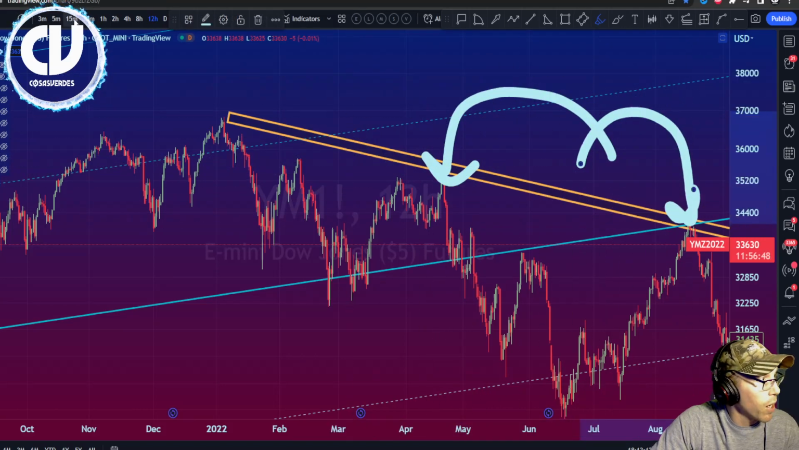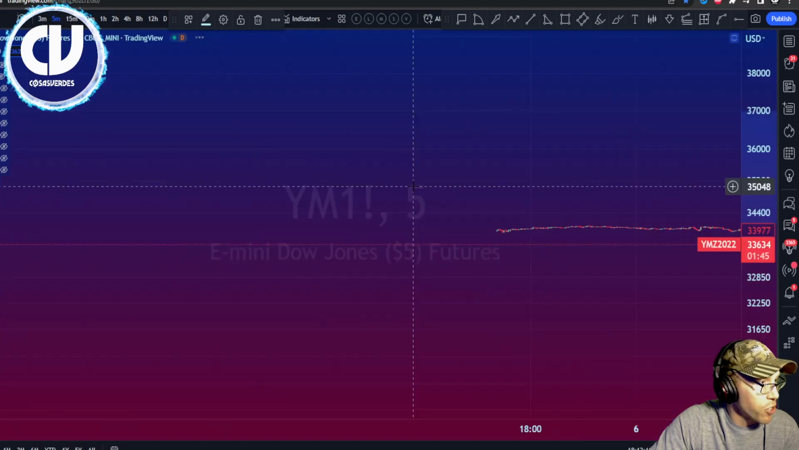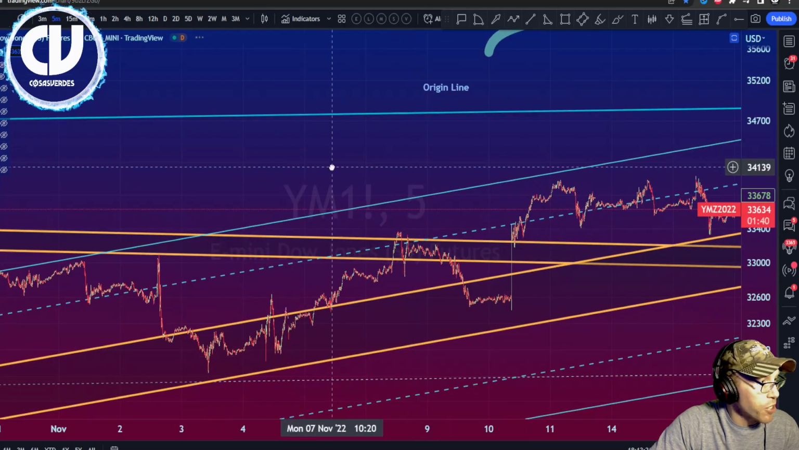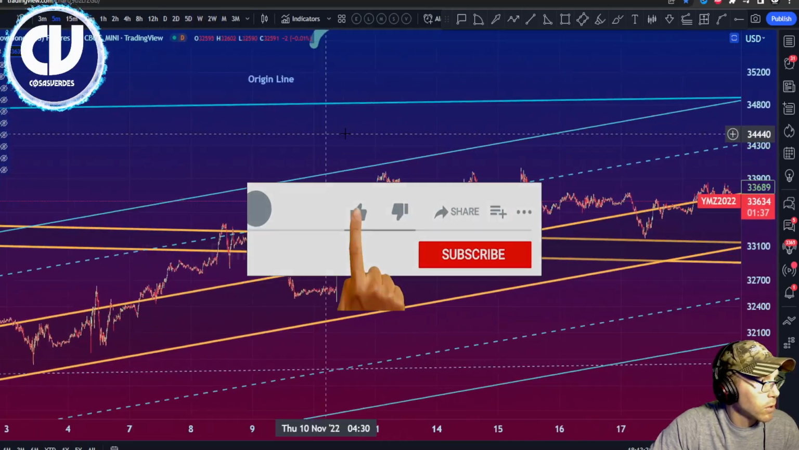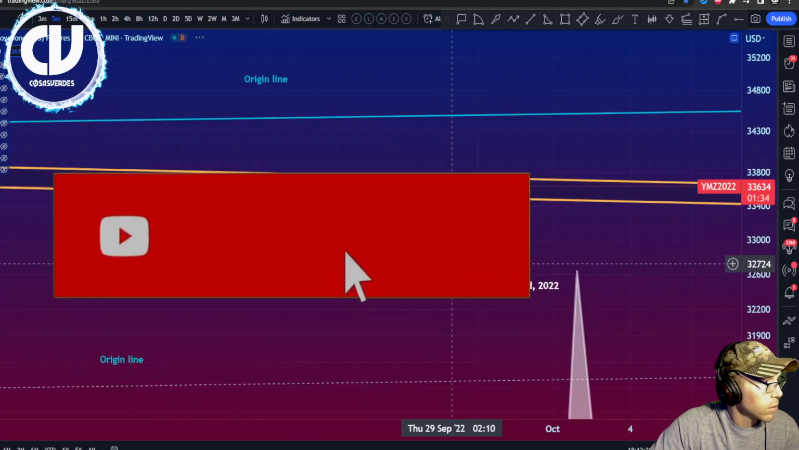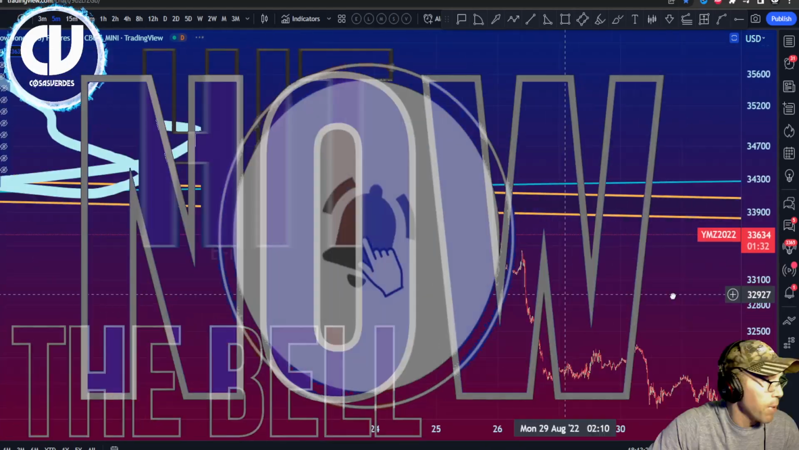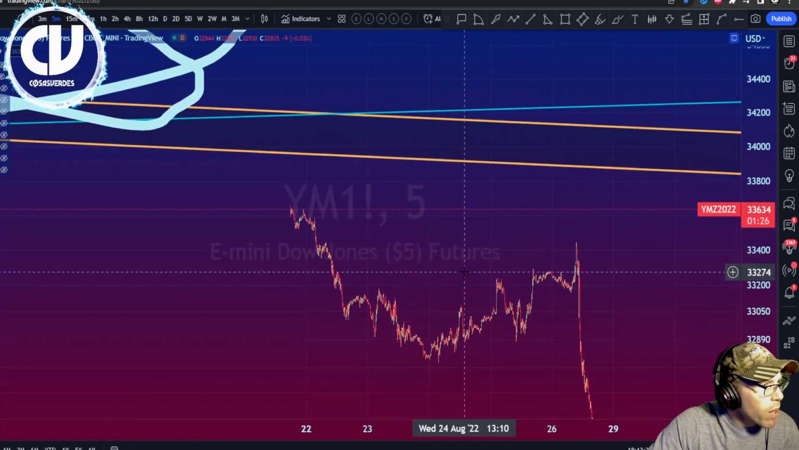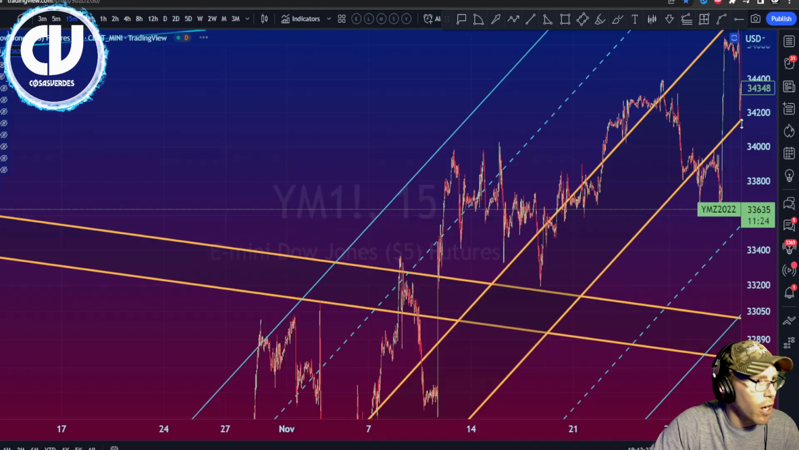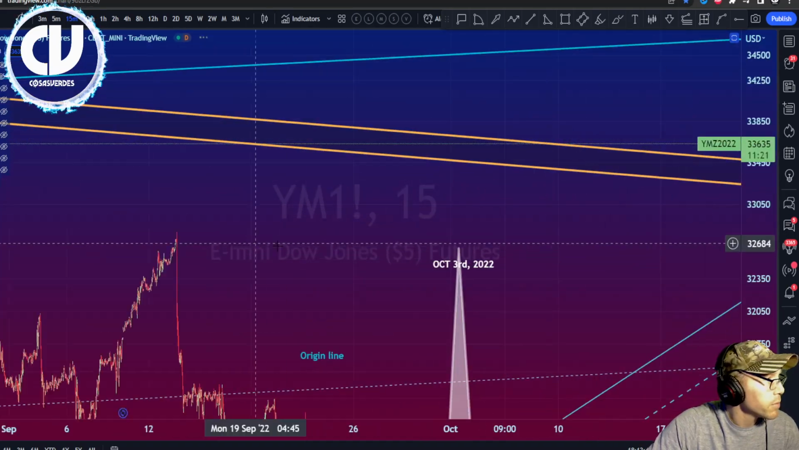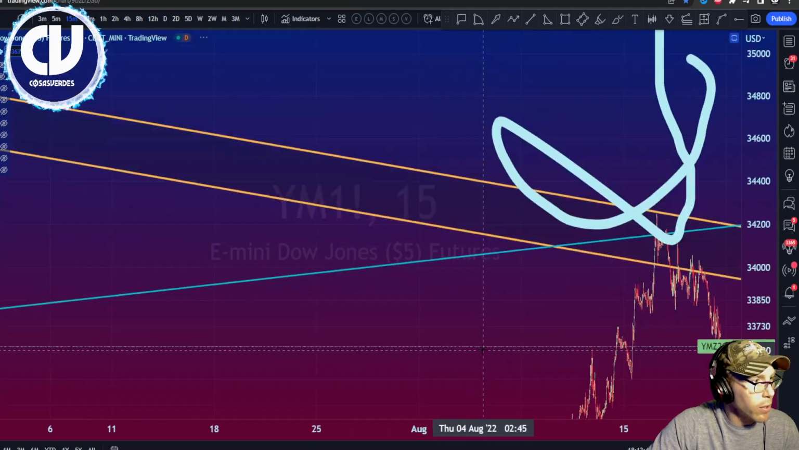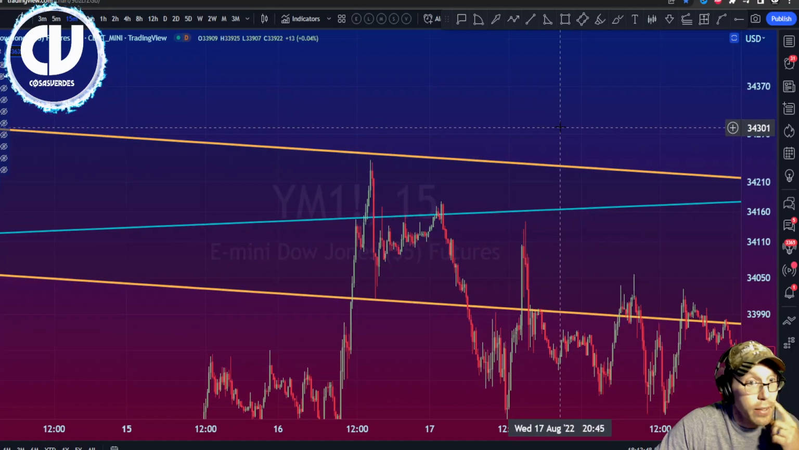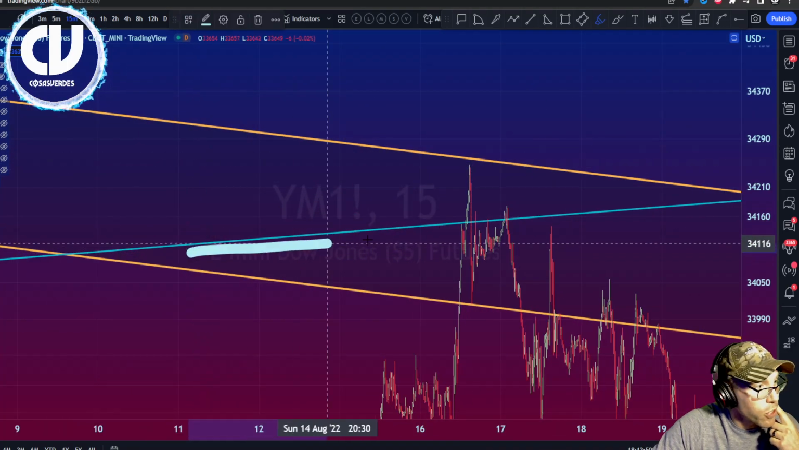Let's zoom in right there on a really small time frame, like the 5-minute chart. Here's why I didn't make it just a single straight line. Oh, it won't let me go back any farther than that on the 5-minute. All right, 15-minute chart. There we go. Let's zoom in. It went over an origin line and hit the top.